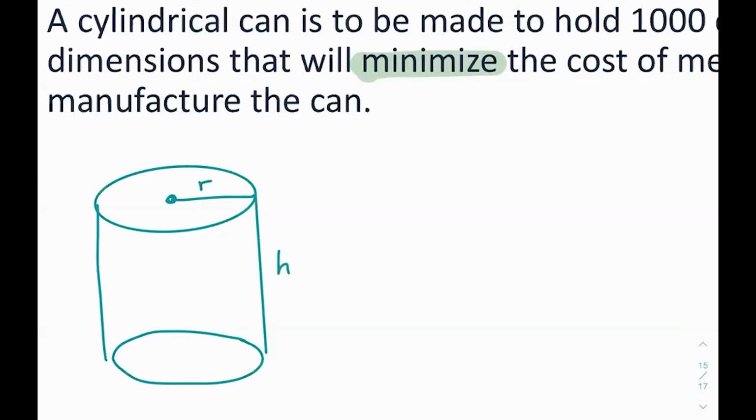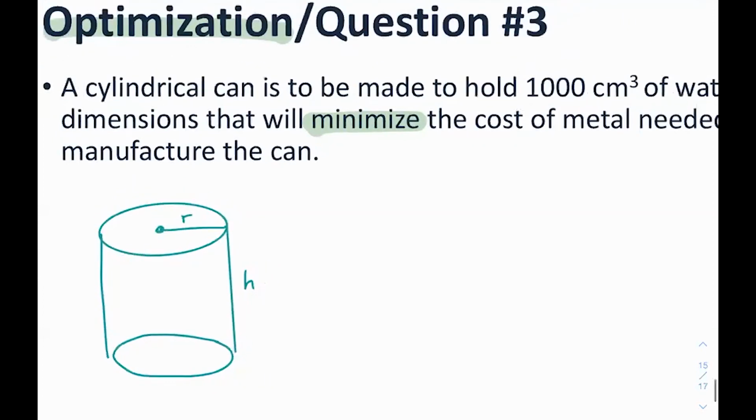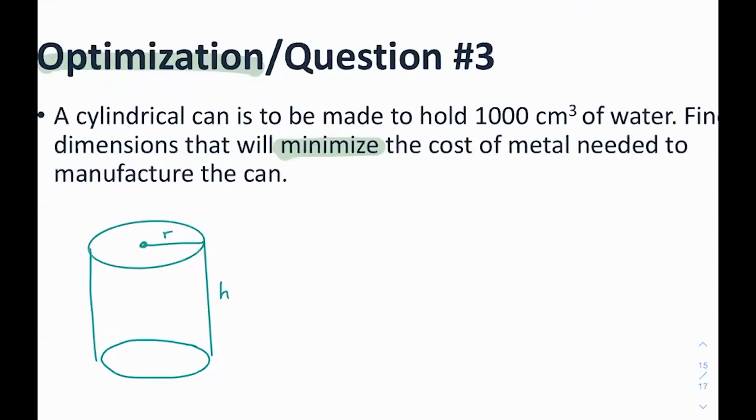We want to minimize, so there's your optimization word. Again, we want to minimize the cost of metal needed to manufacture the can. Well, the actual cost that we're looking at is going to be related to the area. So I want my area of this can to be as small as possible. I want the minimum area.